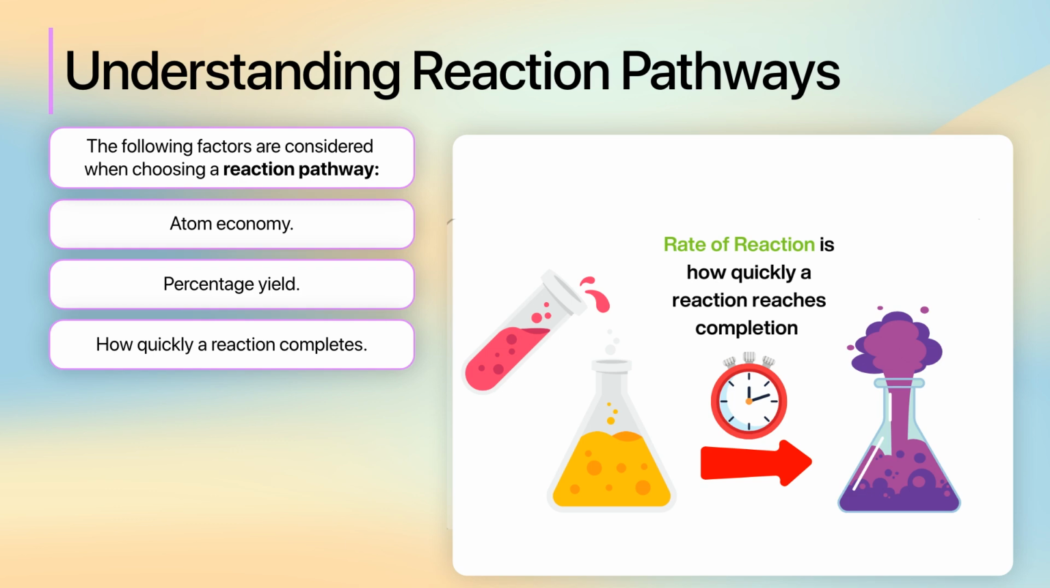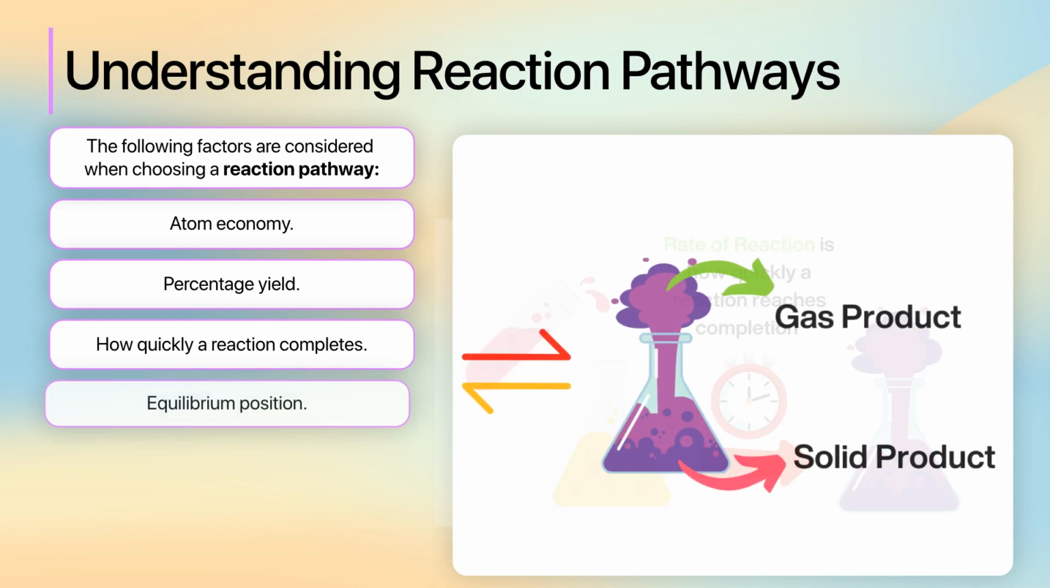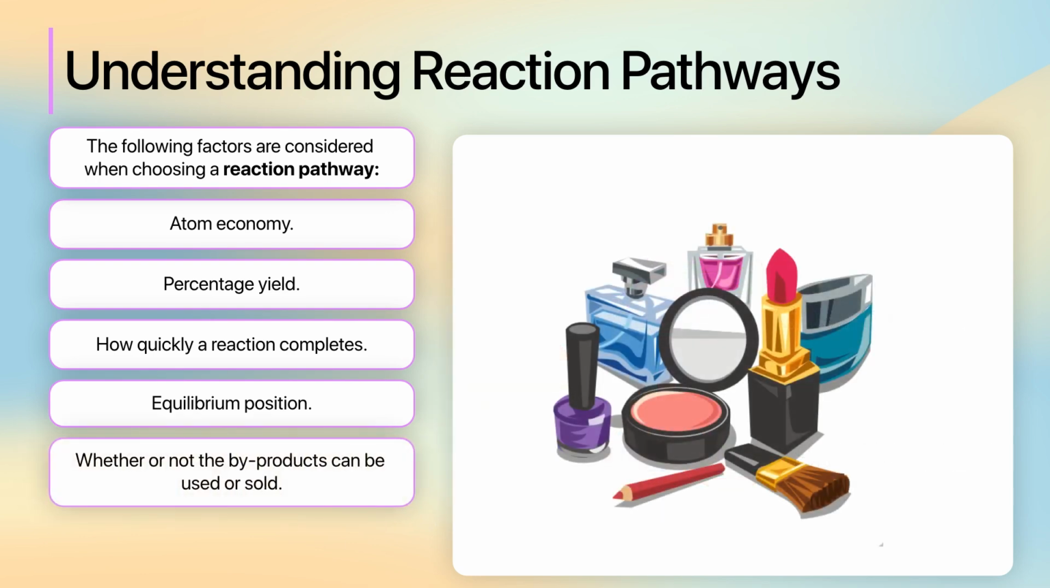Furthermore, in reversible reactions, the position of equilibrium affects the proportions of reactants and products. A favorable equilibrium position can maximize the production of desired products. Think of it like a balance. If the balance tips towards the products, you get more of what you want. This is discussed further in a later unit. Lastly, if byproducts can be used or sold, they can offset the costs, making a reaction pathway more economically viable.